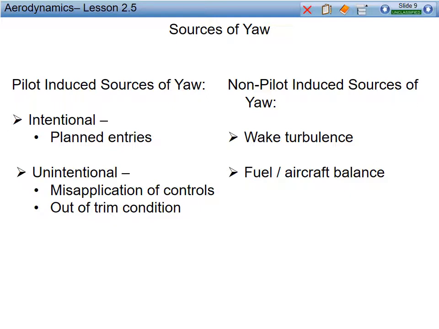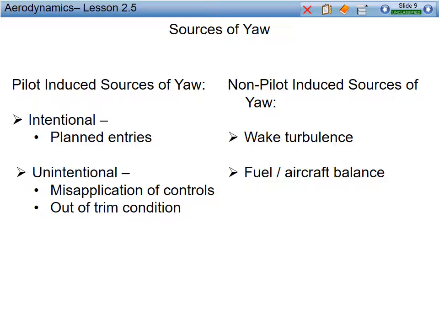A couple different sources of where this yaw can occur from. Believe it or not, when you get to primary, whether you're in Corpus or up at NAS Whiting Field, you will be putting an aircraft intentionally into a spin. Might seem crazy, but if you think about it, it's actually quite beneficial. How beneficial would it be to try to recover from a spin if you've never actually put yourself into a spin? It's incredible.